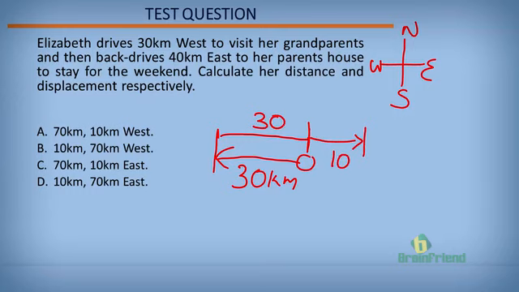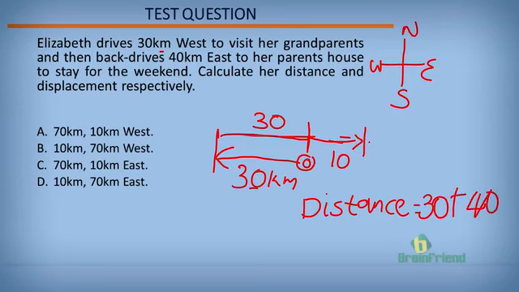So she goes 30 kilometers from her starting point to the west and then goes back 40 kilometers to the east. Now calculate her distance and displacement respectively. Her distance is a sum of the total paths traveled to get to her destination. So the distance can be calculated as 30 kilometers, that's this here, plus the remaining 40 kilometers to give us a distance of 70 kilometers.